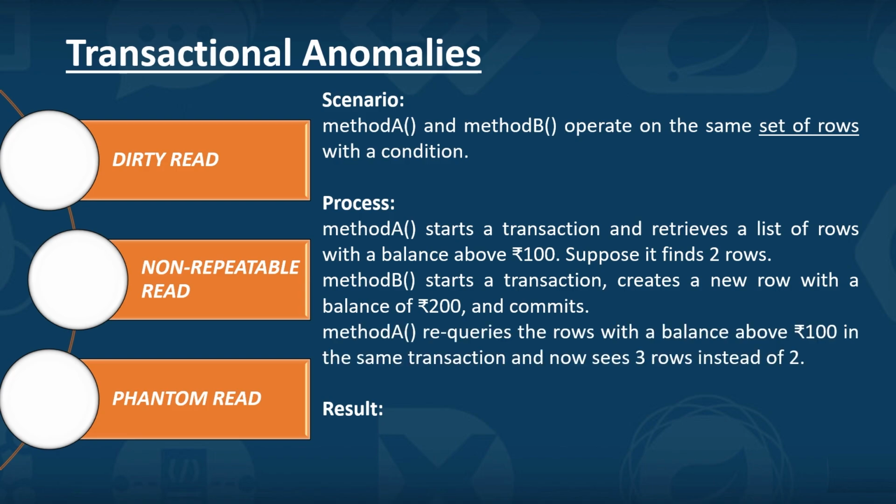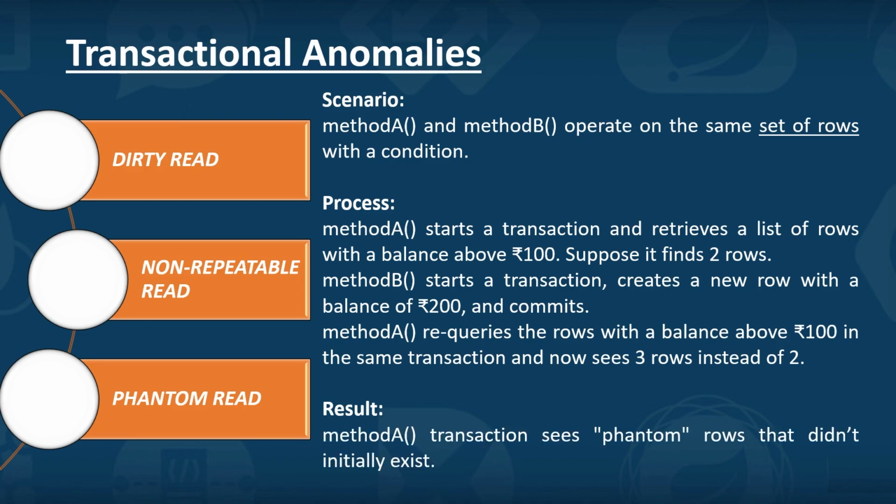So when method A requeries, it will say that now there are three rows. You see, this is similar to the previous one, because in the previous one the balance suddenly got changed since in between method B changed it. But earlier it was on a single row, hence we call it non-repeatable read. This time it is on a set of rows. Initially when it read, there were two rows with more than 100. Now there are three rows with more than 100.